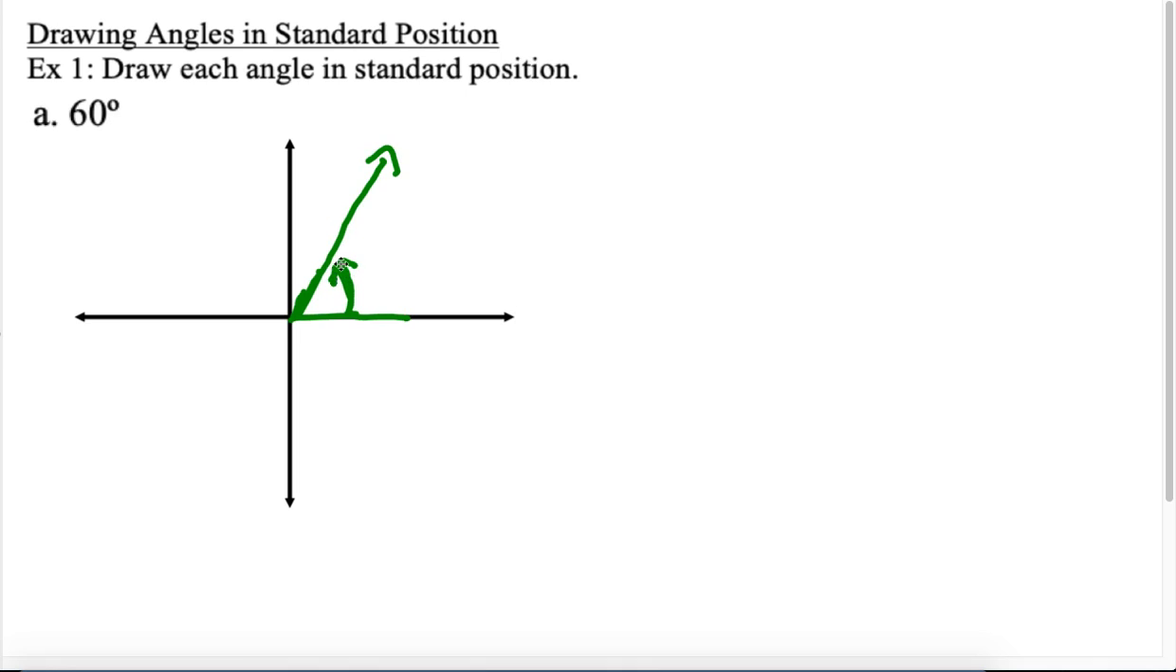We want to make sure that we are drawing this little arrow to show what direction the angle is going in, right? If I just draw this line, that doesn't tell me what direction. I could have gone all the way around here. So we need to make sure that we are drawing an arrow showing what direction our angle is going in, all right?